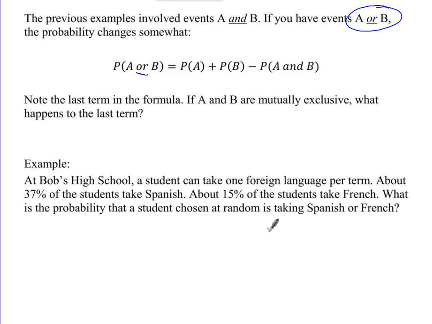So, for example, at Bob's High School, a student can take one foreign language per term. About 37% of the students take Spanish. About 15% of the students take French. What is the probability that a student chosen at random is taking Spanish or French?